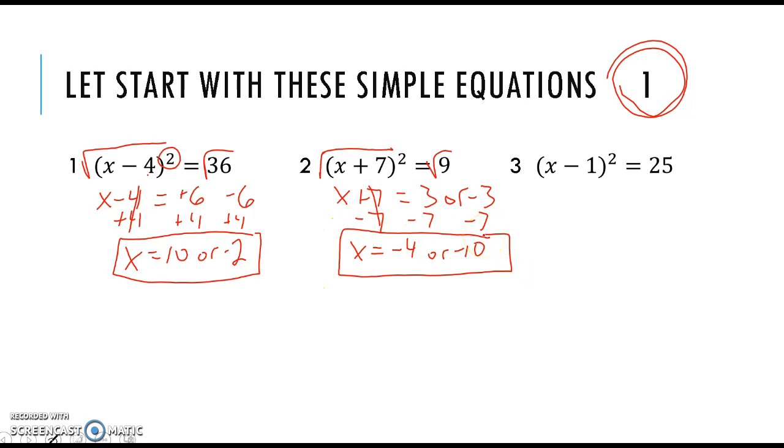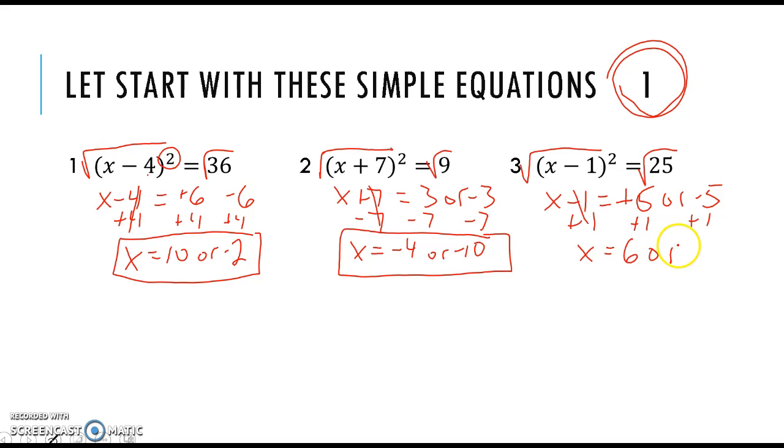And for number 3, again, I'm going to take the square root of both sides. So I will have x minus 1 equals positive 5 or negative 5. And so then I'm going to add 1 to both sides. So I will get x equals 6 or negative 4. So that's how we're going to be ending the process of completing the square.